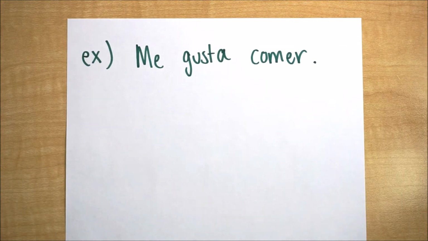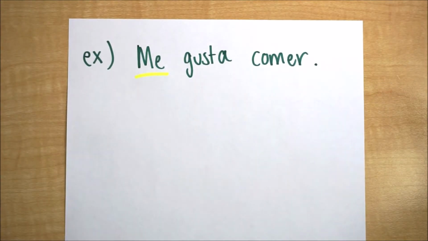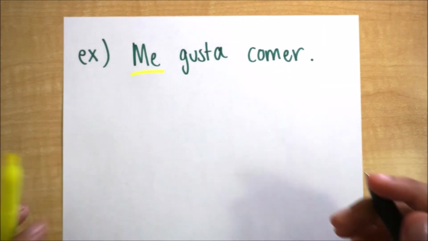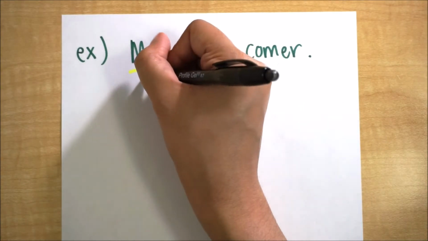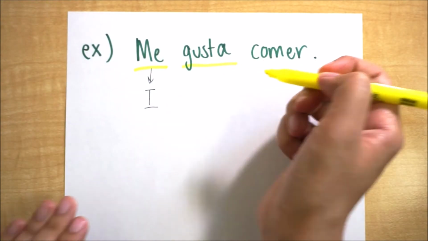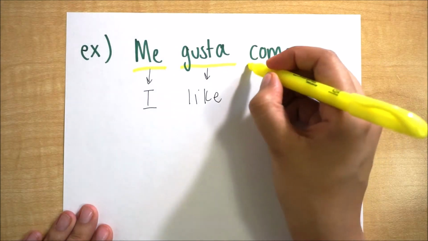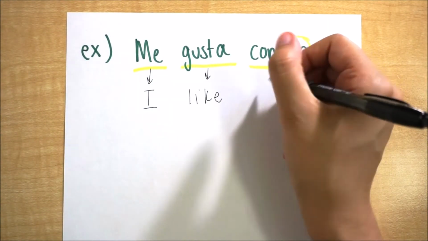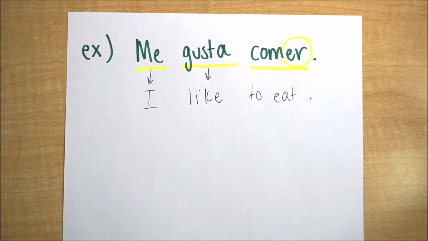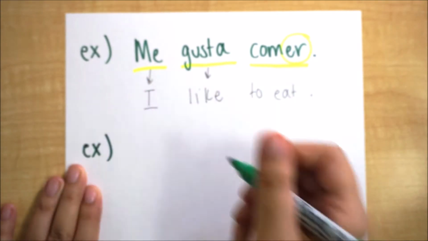So we're saying me gusta comer. Me gusta comer. Me means I in English. Gusta means to like. And comer is the ER infinitive verb, which means to eat. So you're saying, I like to eat. This is formula number one. Okay, let's do our second example. So hopefully the first example made sense. It's very simple.